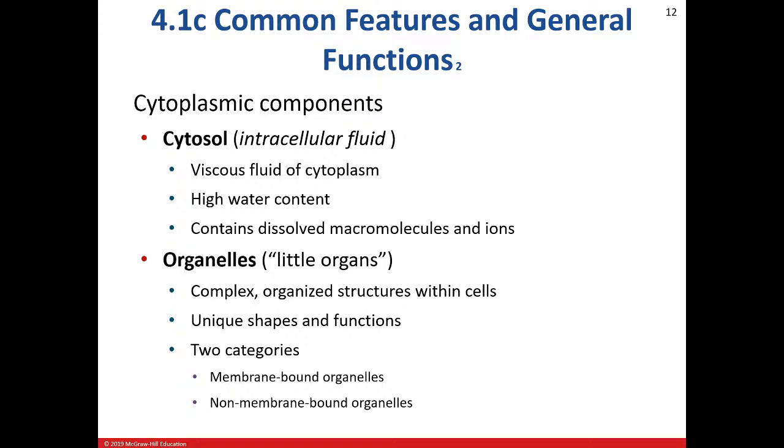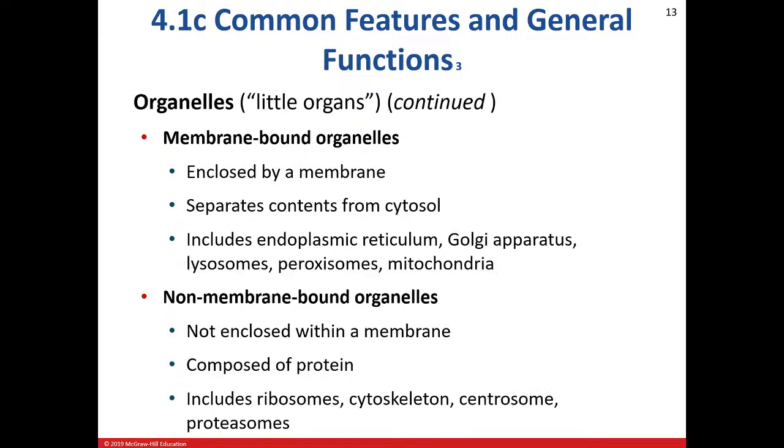And there are two types of organelles. They can be membrane-bound organelles or non-membrane-bound organelles. Membrane-bound organelles are, of course, surrounded by a membrane. And non-membrane-bound organelles do not have a membrane, such as ribosomes do not have a membrane.